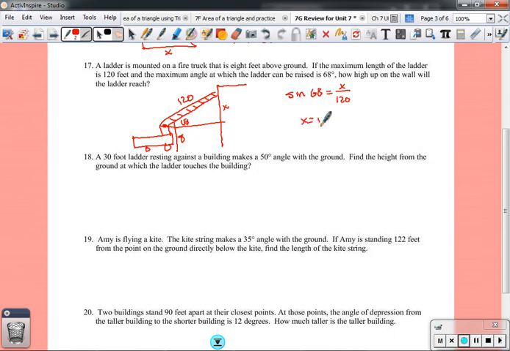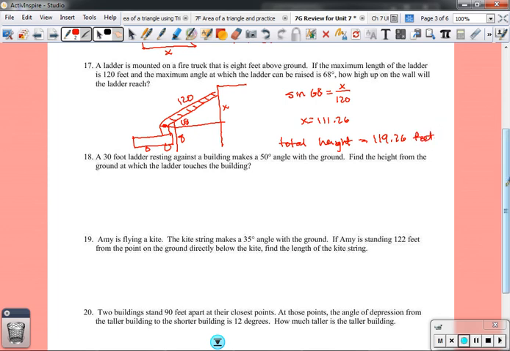111.26. And then we have to add that original 8. Okay, so the answer, the height that it can reach, is 119.26 feet.